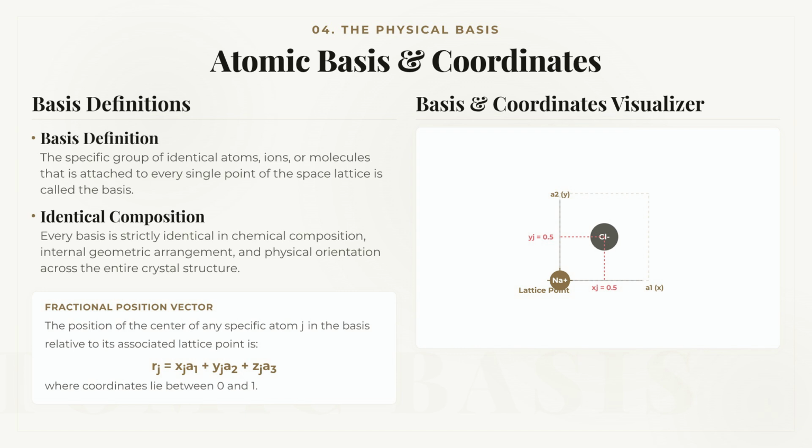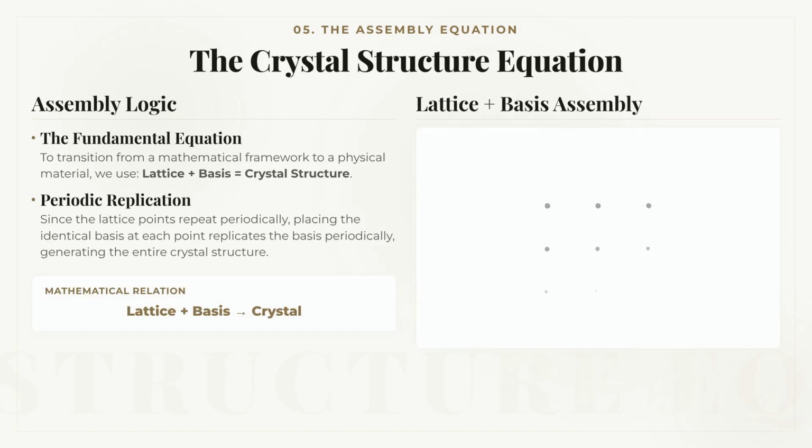This leads to one of the most important relations in crystallography. Lattice plus basis equals crystal structure. A crystal structure is formed when the same basis is placed at every equivalent lattice point. Since the lattice points repeat periodically, the basis also repeats periodically, creating the full crystal.